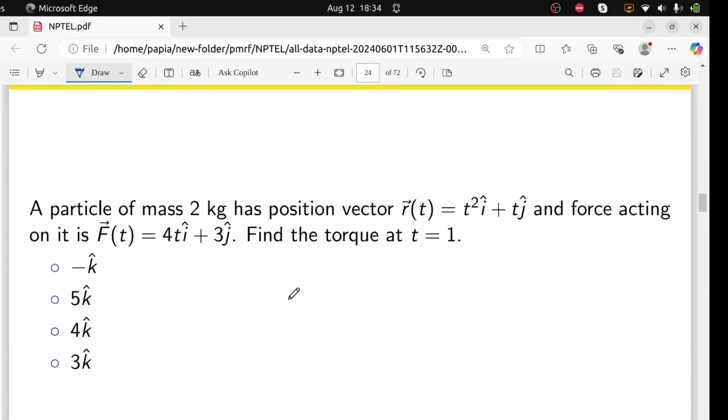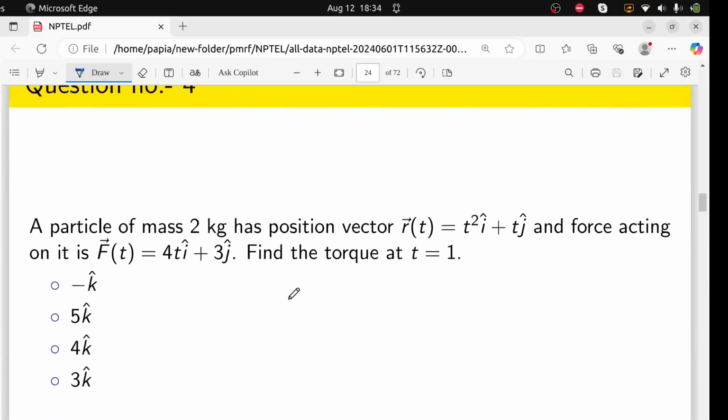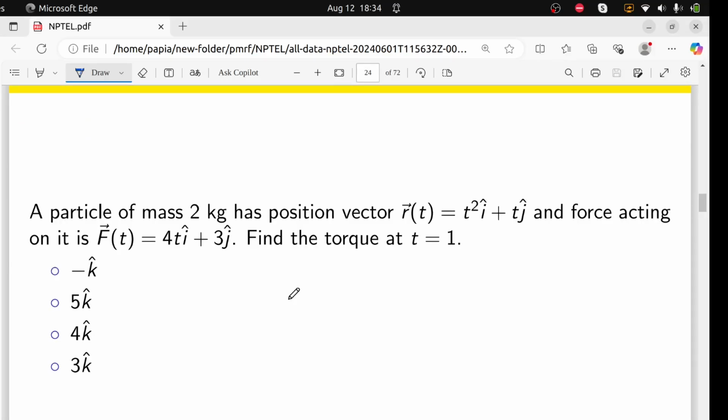Okay. So the fourth question. A particle of mass 2 kg again has position vector r vector equals t squared i cap plus t j cap, and force acting on it is F. Find the torque at t equals 1.